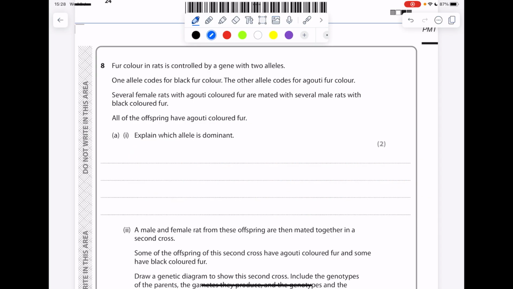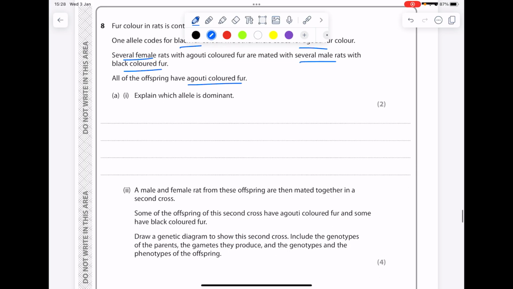Fur colour in rats is controlled by a gene with 2 alleles. One allele codes for black fur, the other one codes for agouti. Several female rats with agouti coloured fur are mated with several male rats with black. All the offspring have agouti coloured fur. Explain which allele is dominant. Agouti, as all offspring have this coat.